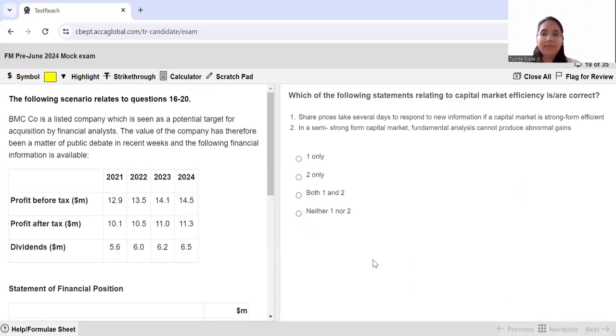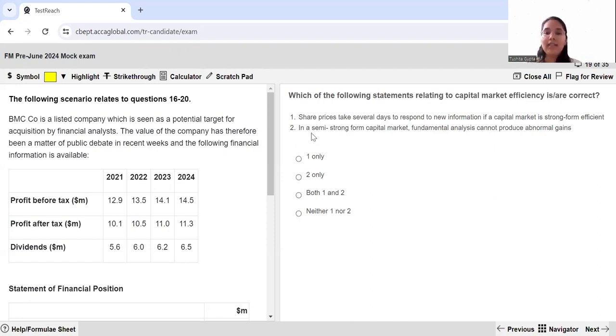Moving ahead, this is question number 19 now. You have to identify which of the following statements relating to capital market efficiency is or are correct. Share prices take several days to respond to new information if a capital market is strong form efficient. Absolutely incorrect. It does not take any time in a strong form efficient market for the markets to react to any new information. Strong form markets at any given point of time represent both published as well as unpublished information. Hence, the statement is absolutely incorrect.